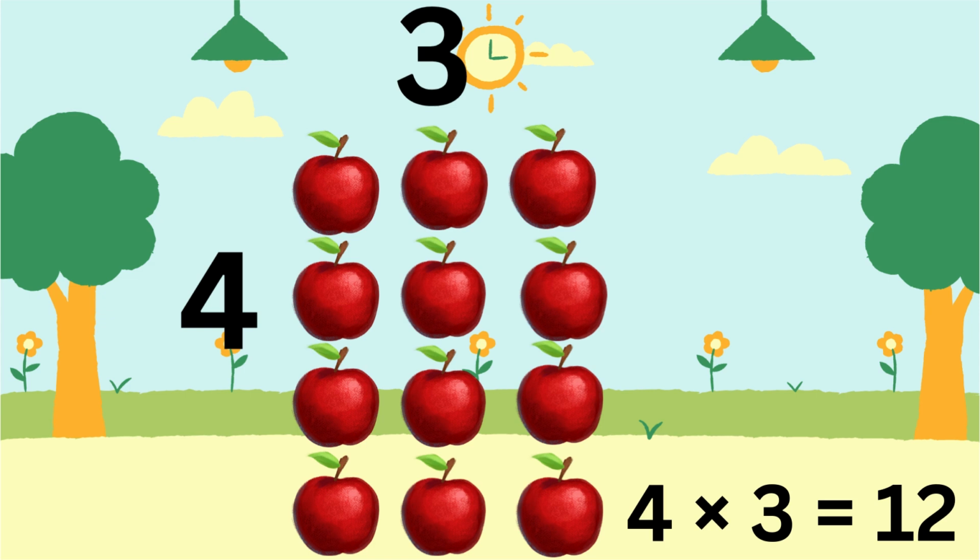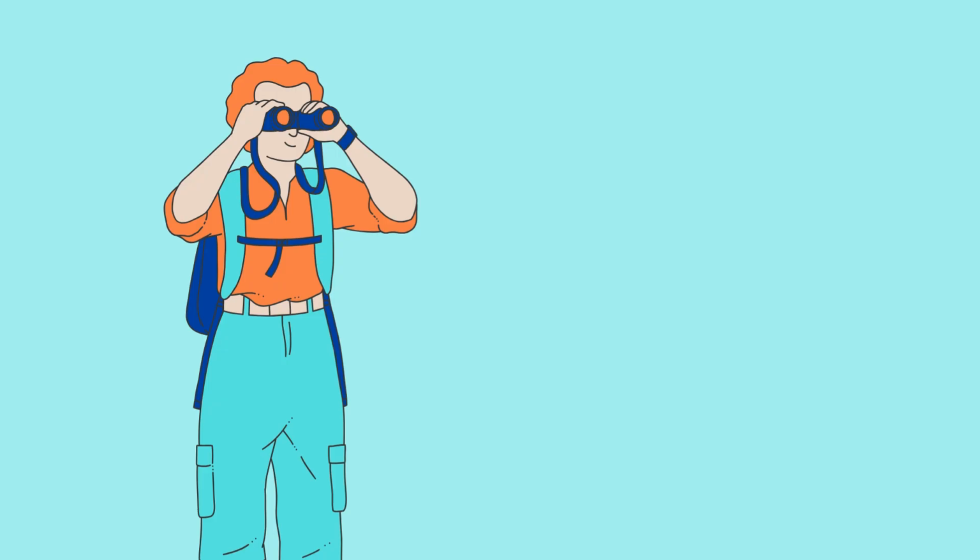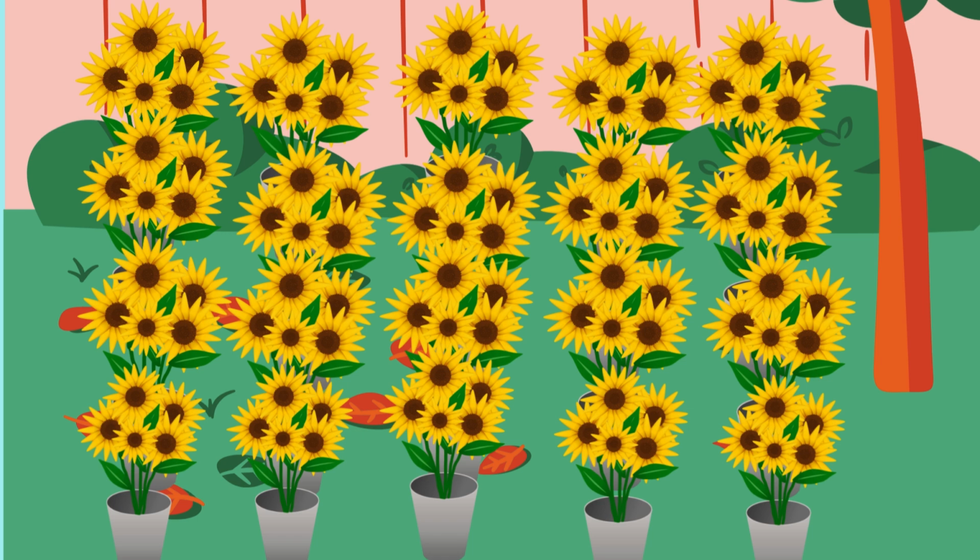The number of apples, however, would remain the same. Changing the order of factors in each equation wouldn't change the product. This is referred to as the commutative property of multiplication. Let's explore and look around for some real-life arrays.